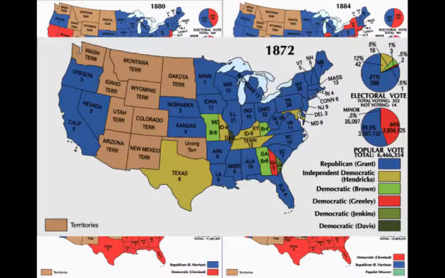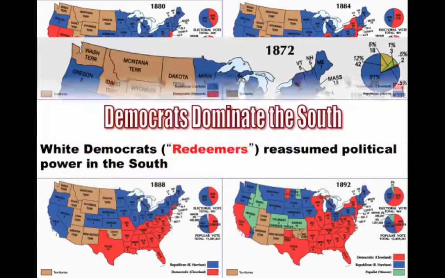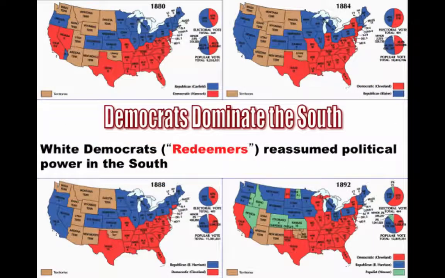And what you see, if you recall that temporary social and political revolution where Republicans and black voters were winning southern states, that's going to quickly fall apart after Reconstruction ends. And Democrats are going to dominate the South. White Democratic governments, the so-called Redeemers, are reassuming political power throughout the South.